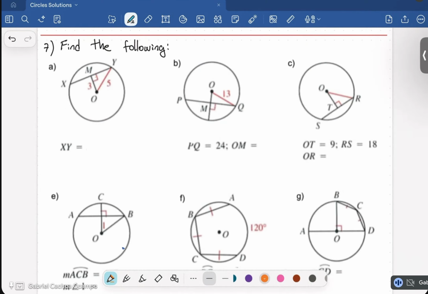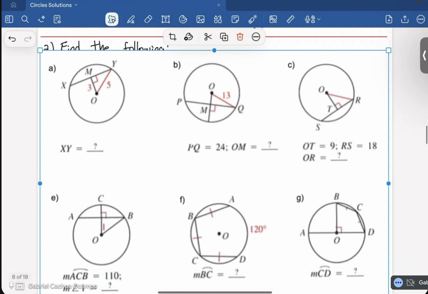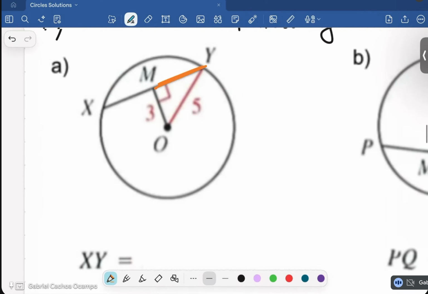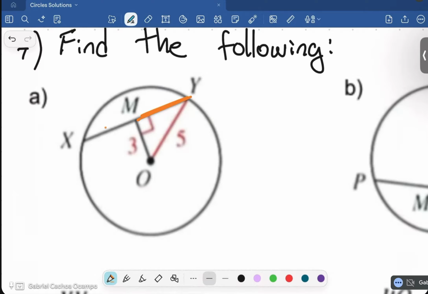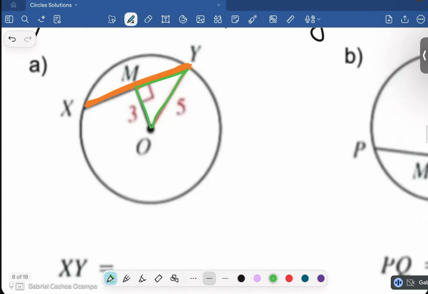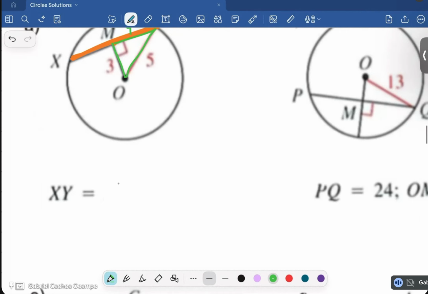I want to find xy. So to find xy, but before finding xy, notice that in here I have a right triangle. And I don't have just any type of right triangle, I have a 3, 4, 5. Use Pythagoras theorem if you don't believe me. This measures 4. So the whole thing measures 8.